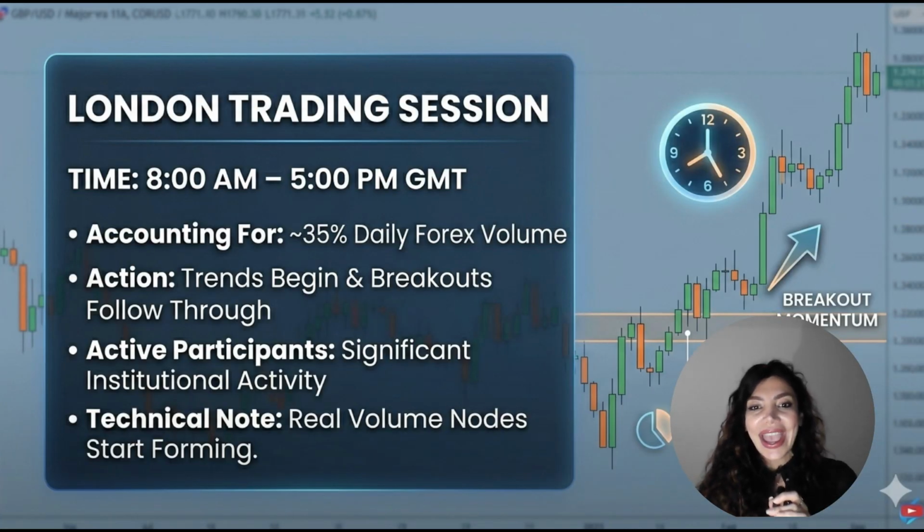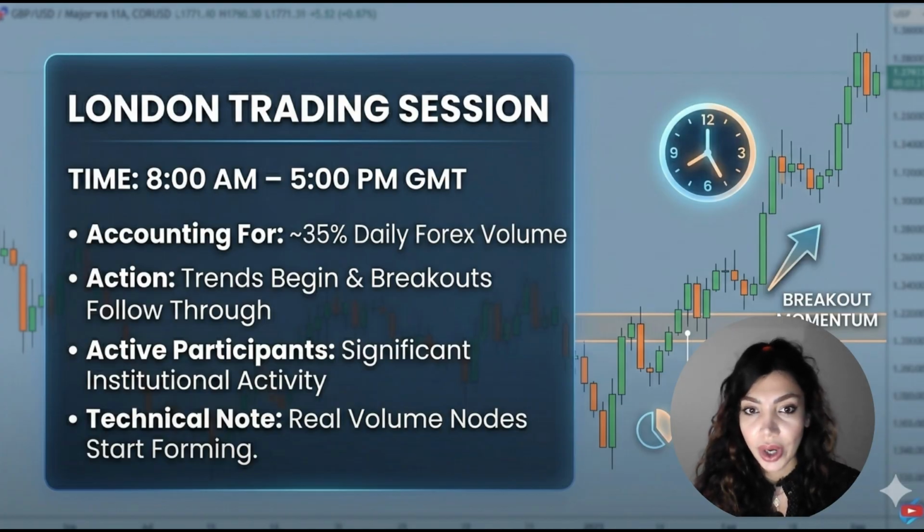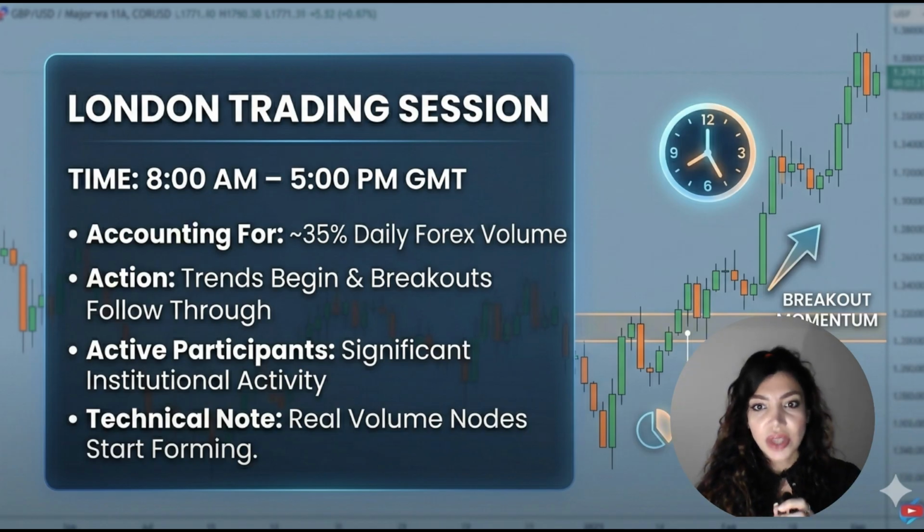London session, 8 a.m. to 5 p.m. GMT. This is where things get serious. London accounts for around 35% of daily Forex volume. Trends begin here, breakouts follow through, and real volume nodes start forming on the profile. This is when institutions are active, and you can feel it on the chart.